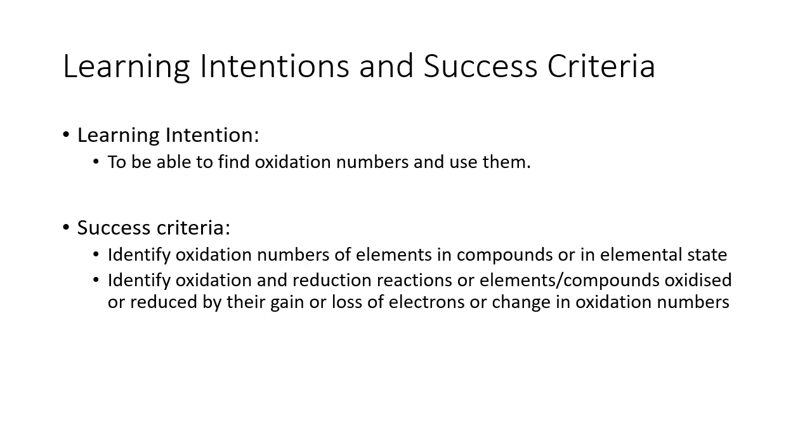Today we're learning about oxidation numbers and how to use them. That means we have to be able to identify oxidation numbers of elements or compounds in an elemental state. Once you've identified their oxidation numbers, you should be able to work out whether they've undergone oxidation or reduction based on those oxidation numbers. Right, so let's go.